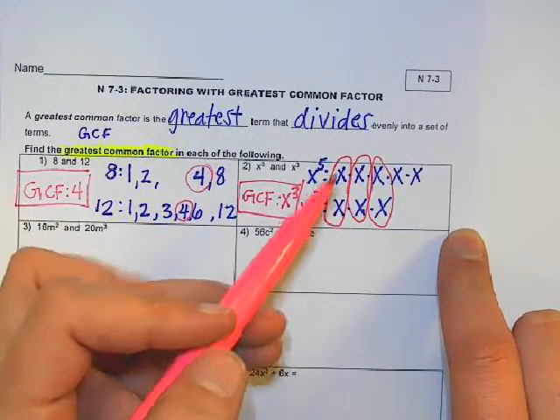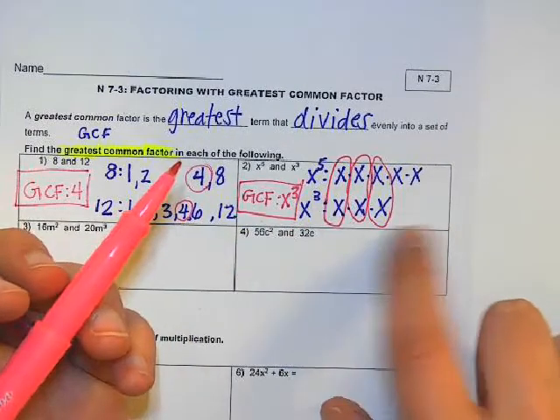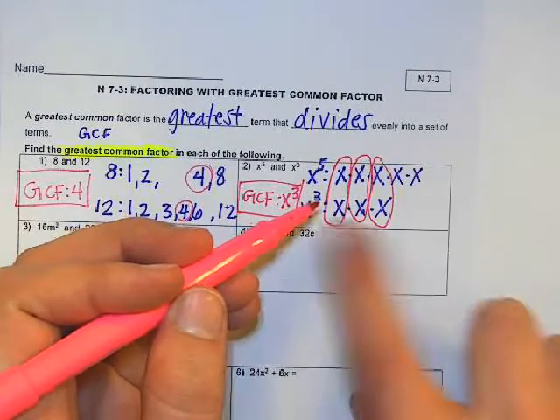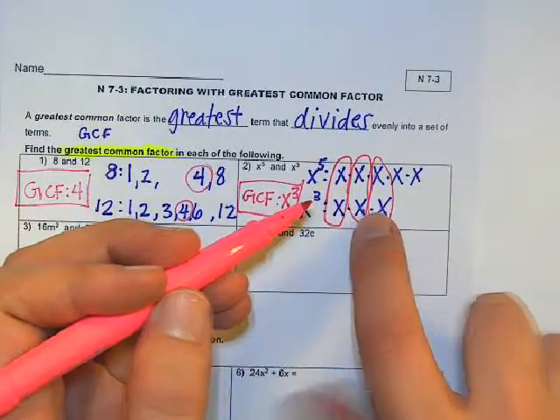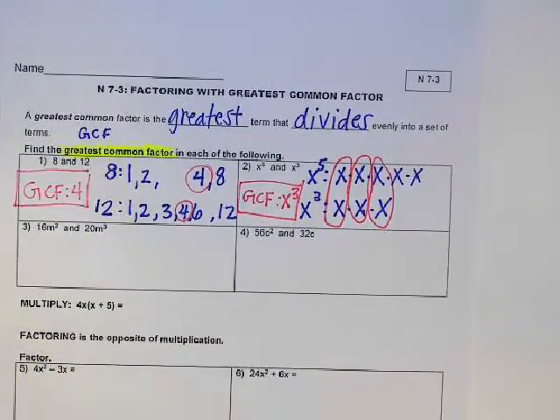I can't take the highest exponent 5 because this has 5 x's, but does x cubed have 5 x's? No. If I take the lowest exponent 3, do these have 3? Does this have at least 3? Yes. Okay. So with variables, we're going to take our lowest exponent, and that's going to be our GCF.